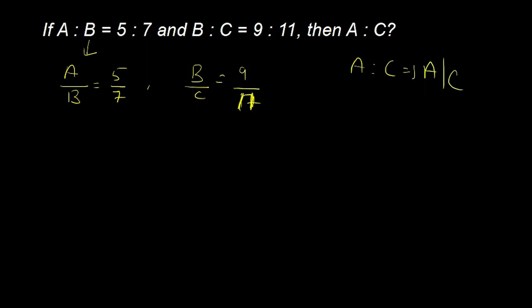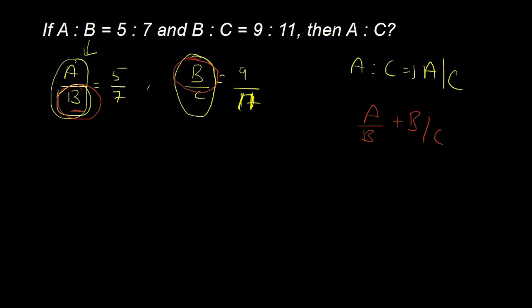In these two fractions, we don't need the value of B. So if we don't need the value of B, we want to eliminate it. How can you eliminate this value? You can't add, because when you add, A by B plus B by C, BC is going to be your LCM, so you can't do this. You can't sum this, you can't subtract this. What you can do is either multiply or divide.